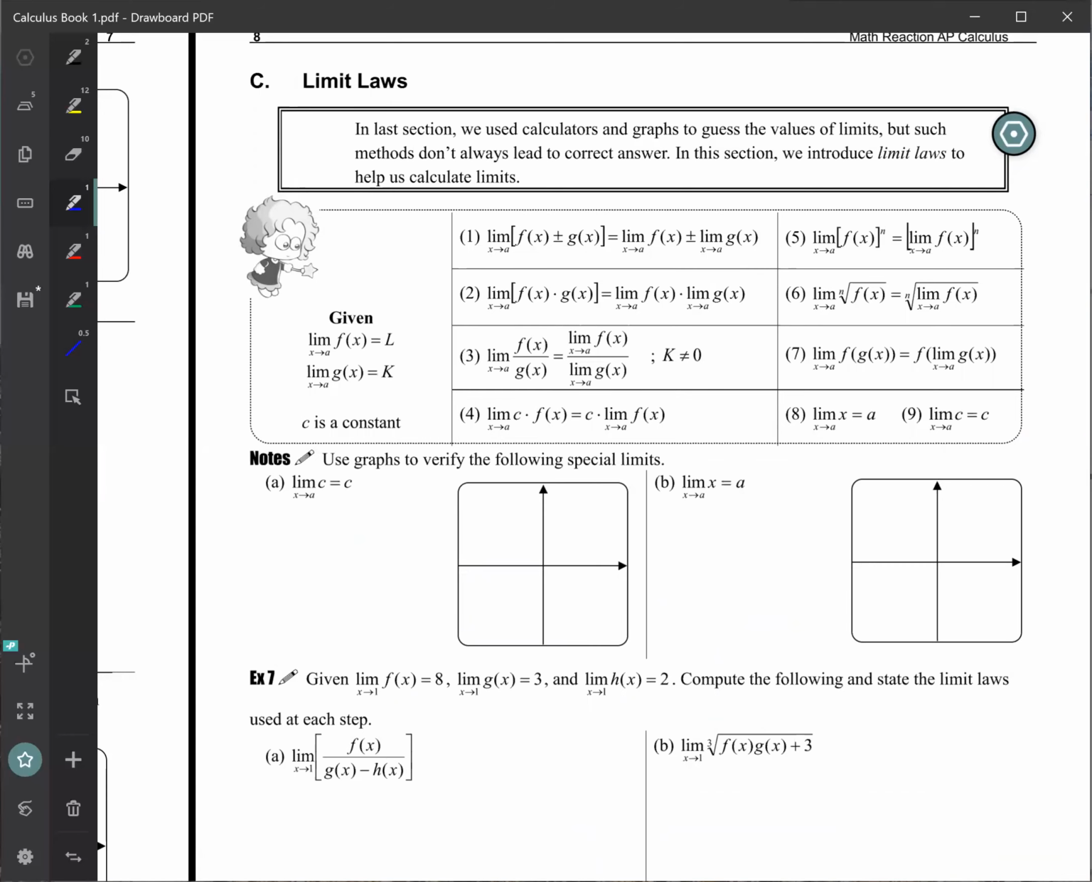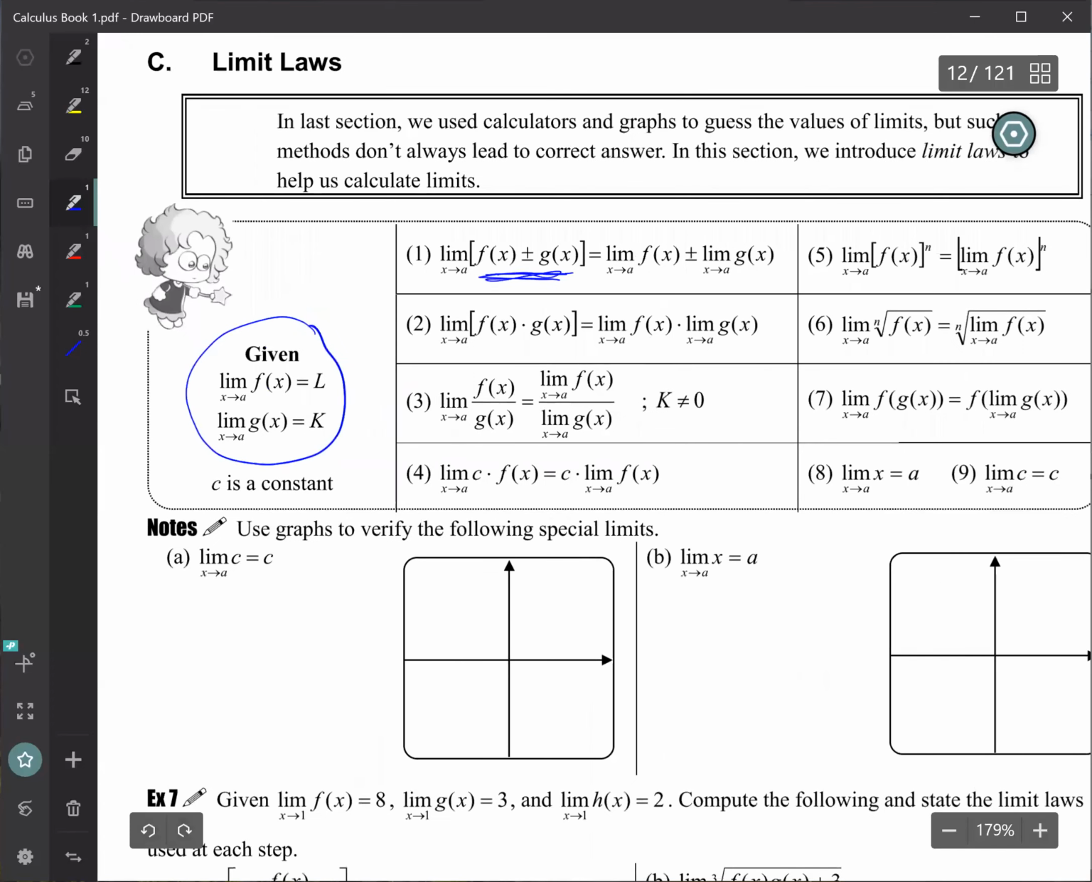So it says if you have a function, I'm looking at the left side right now. The limit of f of x as x approaches a, if you get an answer of L, and then the other function, you get an answer of k. So you already know the two answers. If another question asks you to find the limit of adding or subtracting, so basically you are using the two functions together, you can just take the answer of each one and add them up or subtract them. So the answer for the first one will be L plus or minus K.